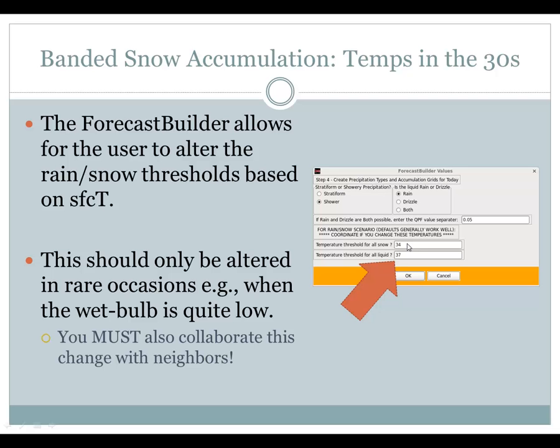One scenario may be where your temperature is 36 and your wet bulb temperature is 28 or 27 and quite low, and so you are actually seeing snow falling at temperatures of 36 because your wet bulb is so low. That might be one scenario where you change this. It is important that when you do change these values that you collaborate that outward to your other neighboring forecast offices so everyone can keep the same precipitation type and snow accumulation and possibly ice accumulation as well.